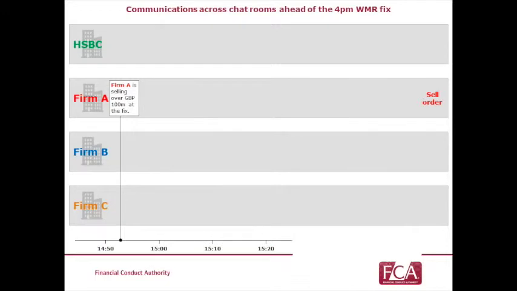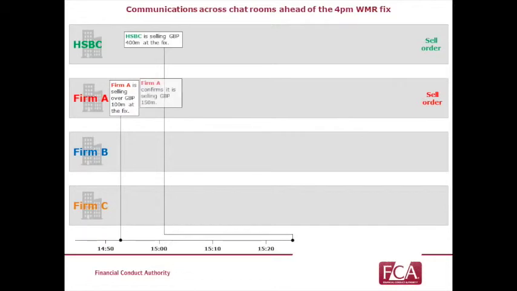HSBC tells Firm A in a one-to-one chat that it has net client sell orders for 400 million sterling at the fix. Since HSBC and Firm A each needed to sell sterling at the fix, each would profit to the extent that the fix rate at which it bought sterling was lower than the average rate at which it sold sterling in the market. Firm A tells HSBC that it now has net sell orders of 150 million sterling.